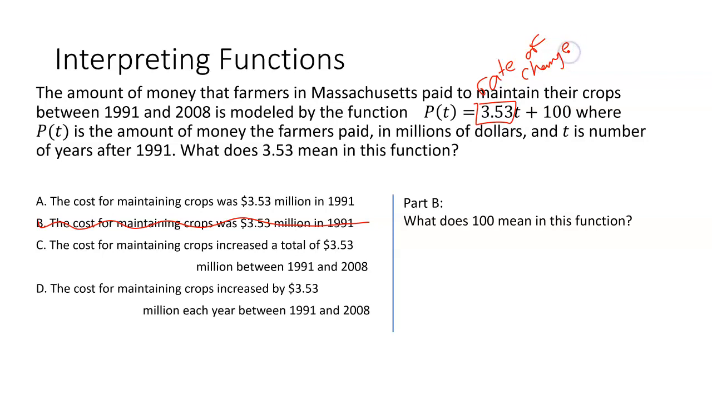So any answer we look at needs to represent some rate of change over time, from year to year, because that's what our t represents. From year to year, something has to change. So when we look at A, the cost for maintaining crops was $3.53 million in 1991.